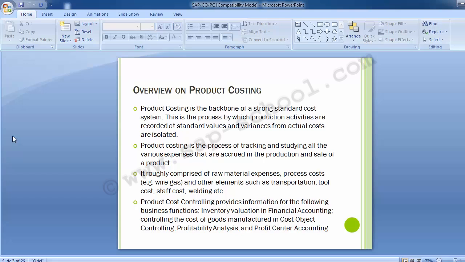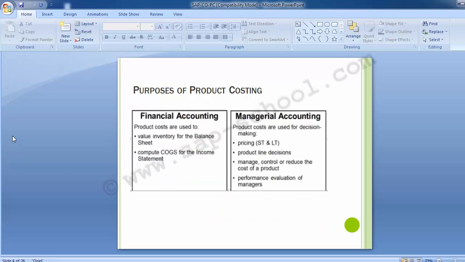Now moving on to the purpose of product costing. Product costing has different purposes. If we talk from the financial accounting perspective, that is the SAP FI module, product costs are used to value inventory for the balance sheet and even to compute COGS, that is cost of goods sold, for the income statement, so as to evaluate the correct income for the organization.